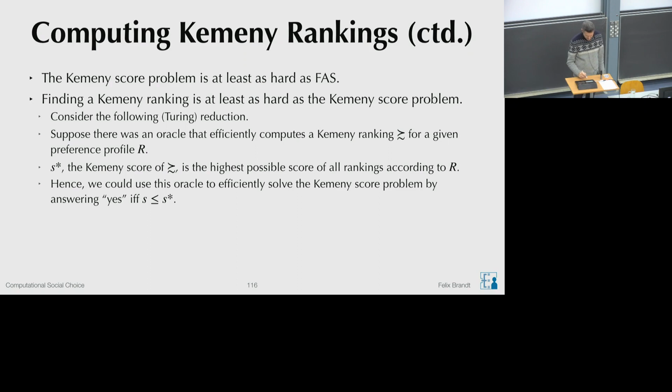And that proves that also finding Kemeny rankings is NP hard, and that means unless P equals NP, which most people don't believe, there doesn't exist a polynomial time algorithm for computing Kemeny rankings, which of course is bad. So maybe now it's a good point to take a step back and see what we were actually doing here. So we have shown a severe drawback of Kemeny's rule.